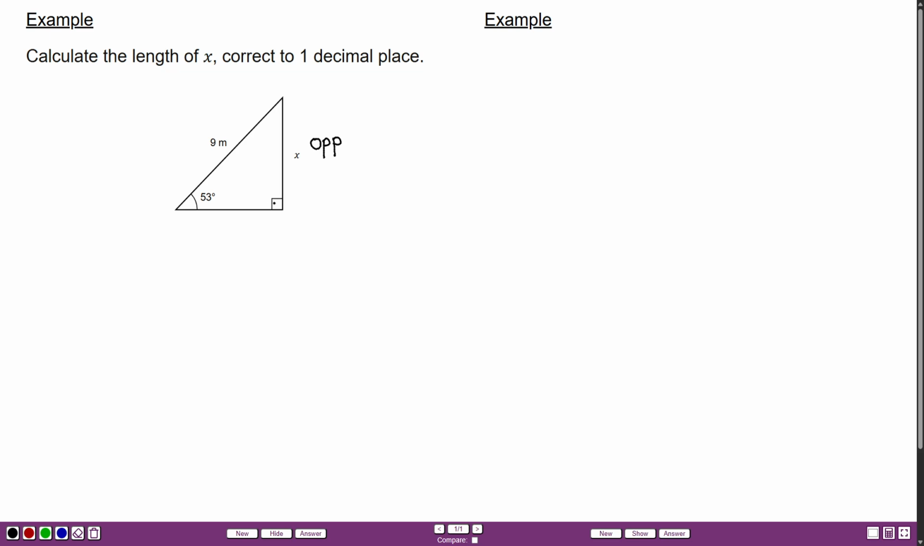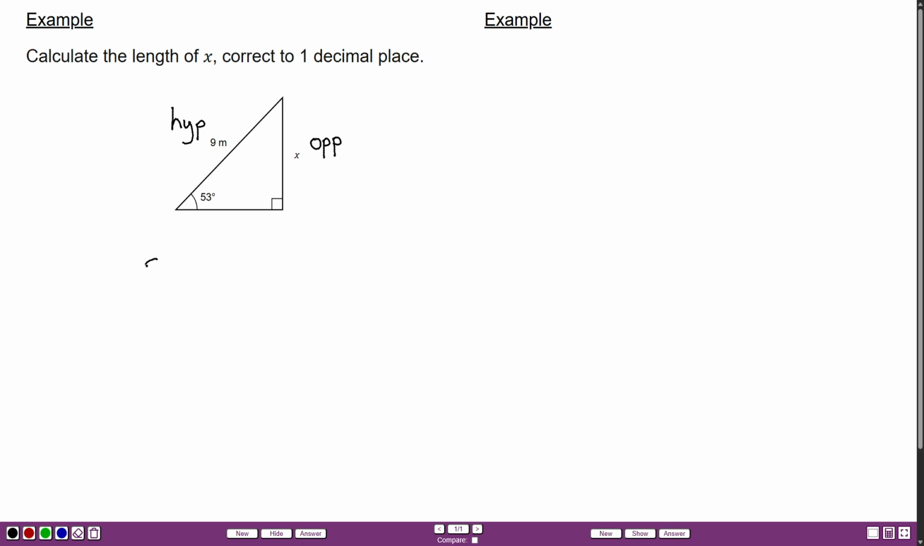Now we also know the side across from the right angle, which is always the longest side, which is known as the hypotenuse. And we're not interested in this side down here, which would be the adjacent, at all. So the ratio that uses opposite and hypotenuse is the sine ratio. The sine of an angle in a right angle triangle is always equal to the opposite over the hypotenuse.